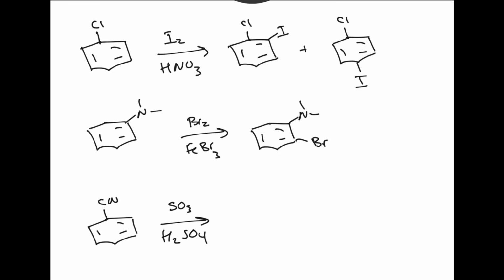Bromine. And then last one, this is going to add SO3H, and CN is electron withdrawing. It's a deactivating group, so it's going to direct meta.